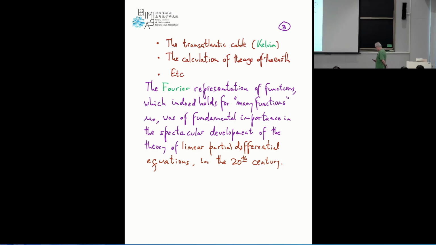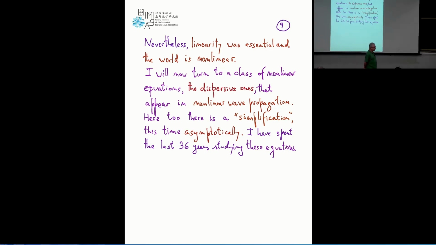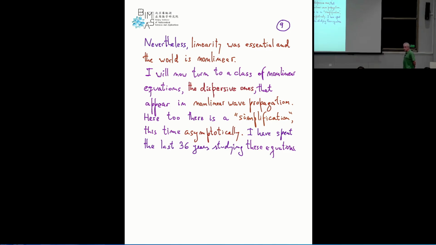But linearity is essential for this, and we all should know that the world is not linear. So now let's go to nonlinear partial differential equations. So the idea of Fourier was to find a simplification on how to solve linear PDEs. Now I'm going to talk about a different class of equations, which are nonlinear, and they're the dispersive equations. And for this class of nonlinear equations, there will also be, or hopefully also be, a simplification. So a way to find out how solutions behave for very large time. Okay?